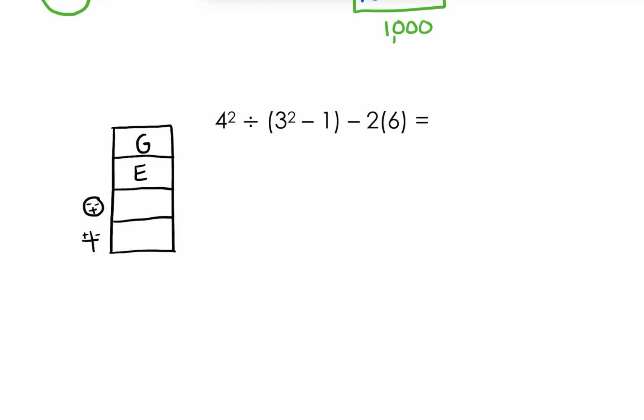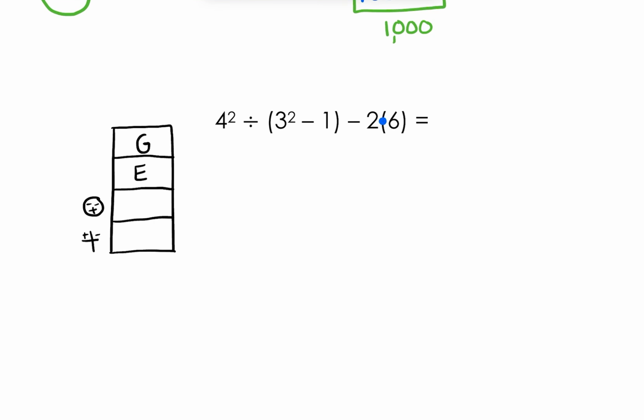So now I'm going to look at my parentheses. This parentheses counts as a group because there's actually stuff happening. This parentheses, however, is just a 6. So I need to decide what is happening here. So in front of the parentheses, there is nothing but a 2. So that is multiplication. I'm going to go ahead and put a dot.